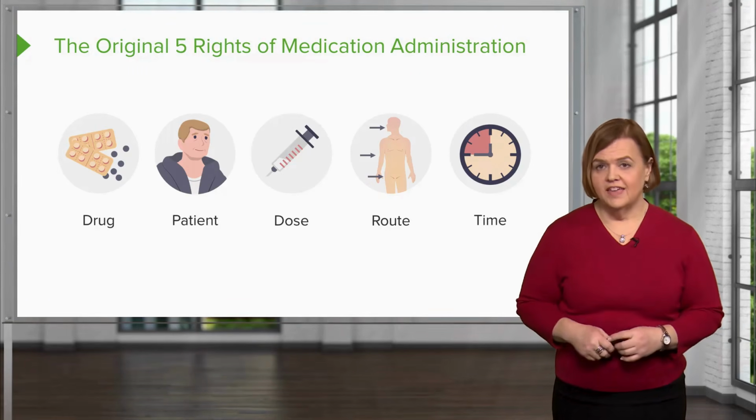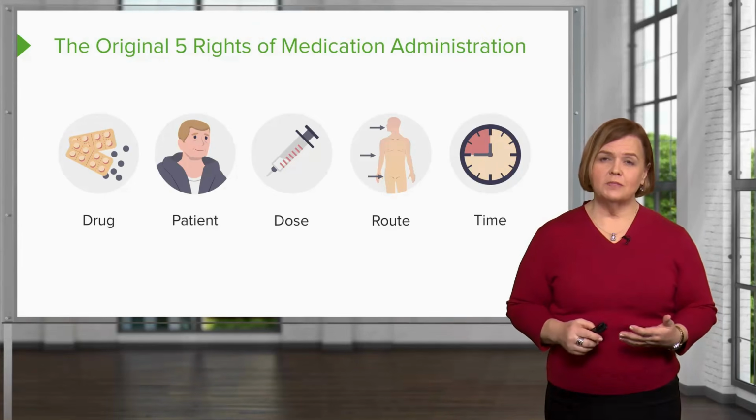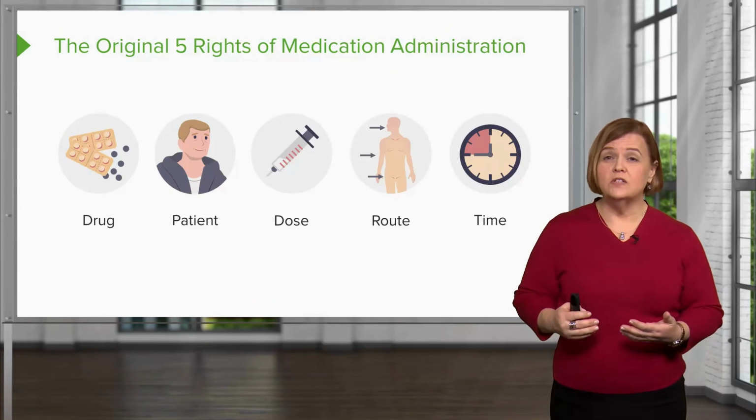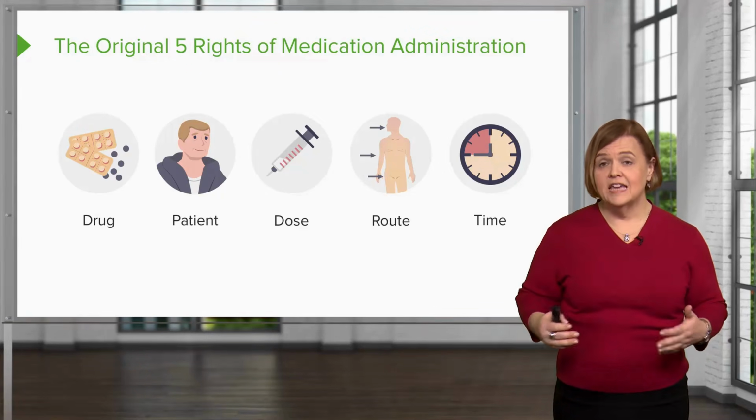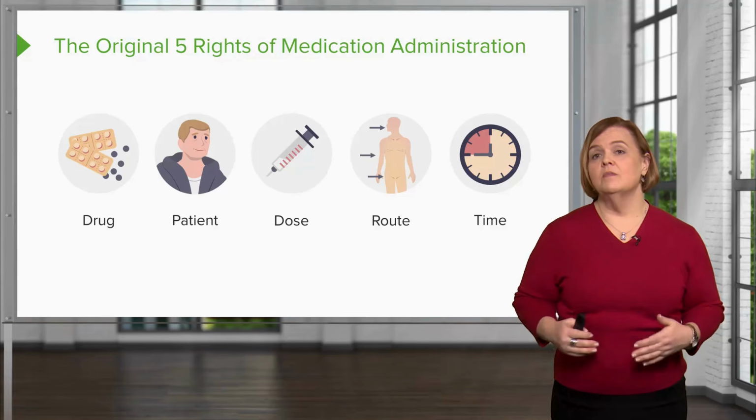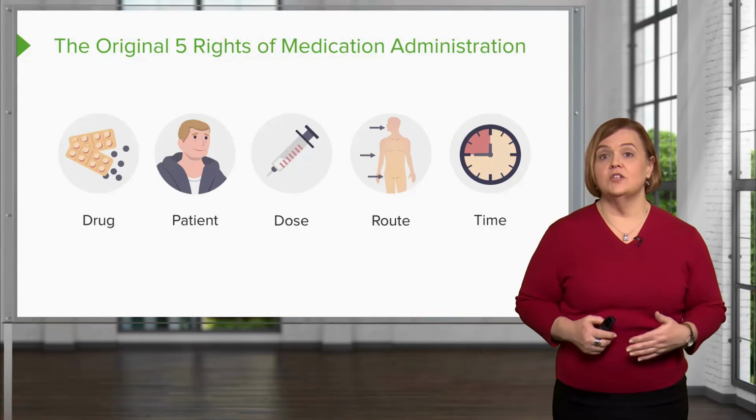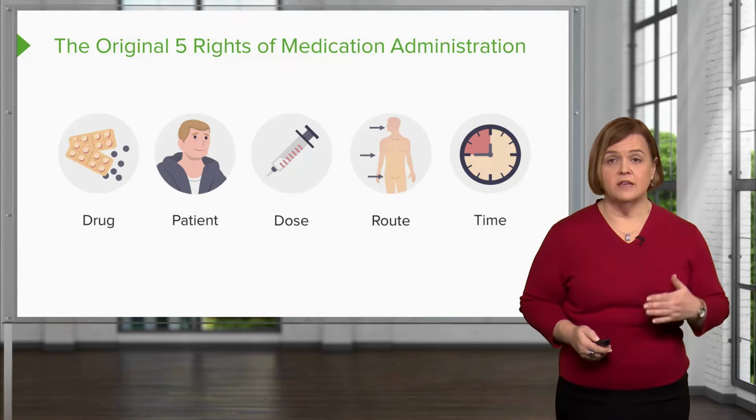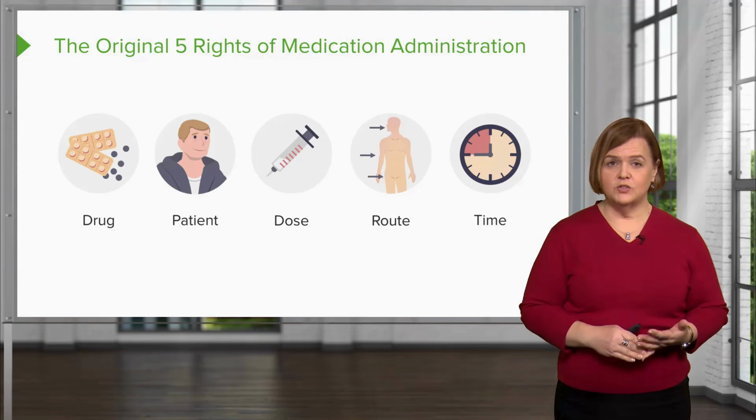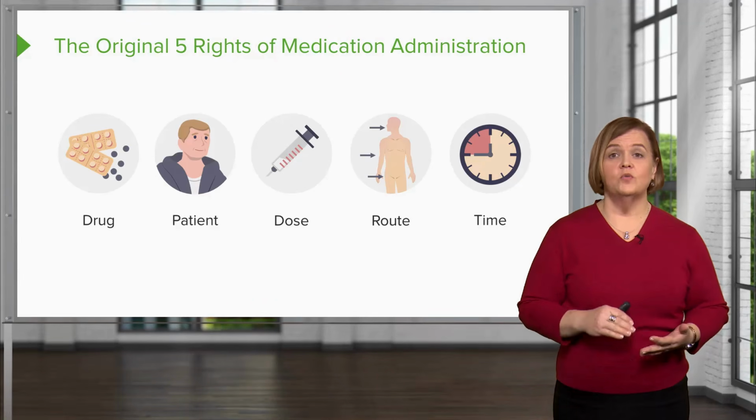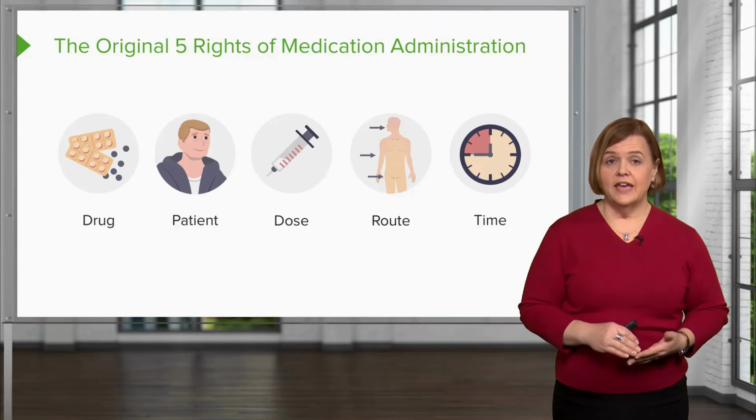And timing. Sometimes this can be pretty tricky in the hospital because you're seeing multiple patients, you're giving medications to multiple patients. It becomes very complex to keep everything on time. But you want to make sure that you're giving that medication at the appropriate time in order to keep it as safe for the patient. So those are the 5 big ones: right drug, right patient, right dose, right route, and right time.